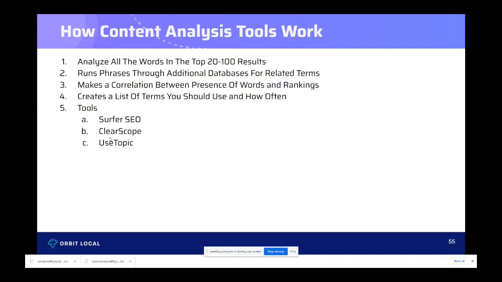So these are some good tools that I recommend if you're doing content analysis. SERP for SEO is a good one, ClearScope and UseTopic. These are all good tools for helping you do that content analysis.